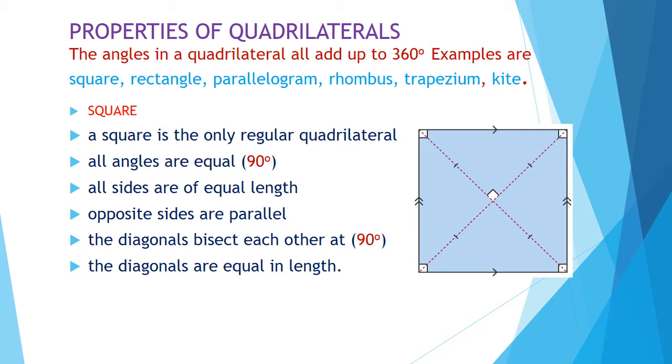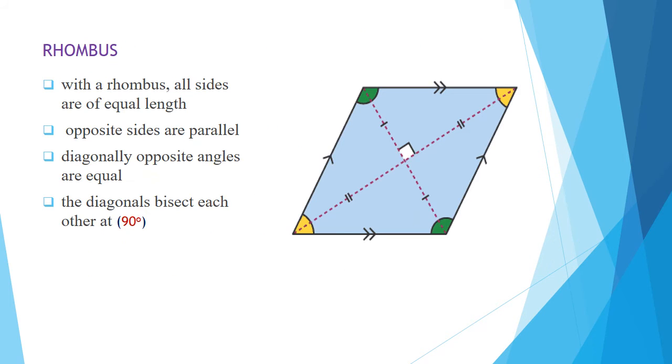Then take note, the diagonals are also equal in length. There are some quadrilaterals where the diagonals will not be equal in length. So take note. But as for a square, the diagonals are equal in length.